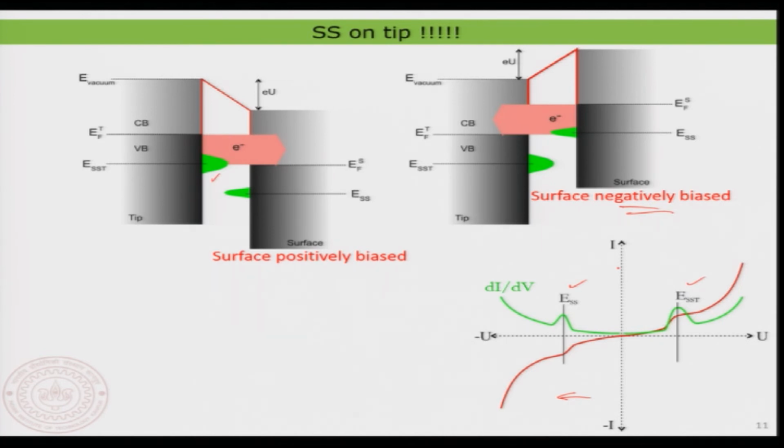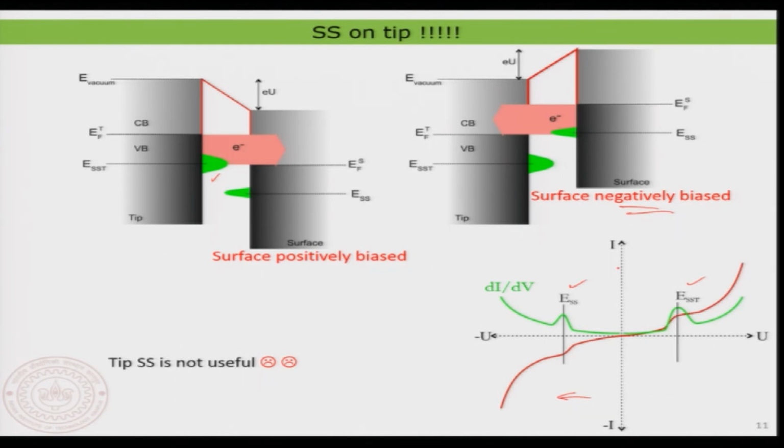But imagine that you are working with an unknown tip, or an unknown sample, then how would you identify which one is the surface state of the tip or which one is the surface state of the sample? That is quite an important question. Therefore, the tip surface state is not very useful. So, what we want to do is get rid of the surface state of the tip itself.